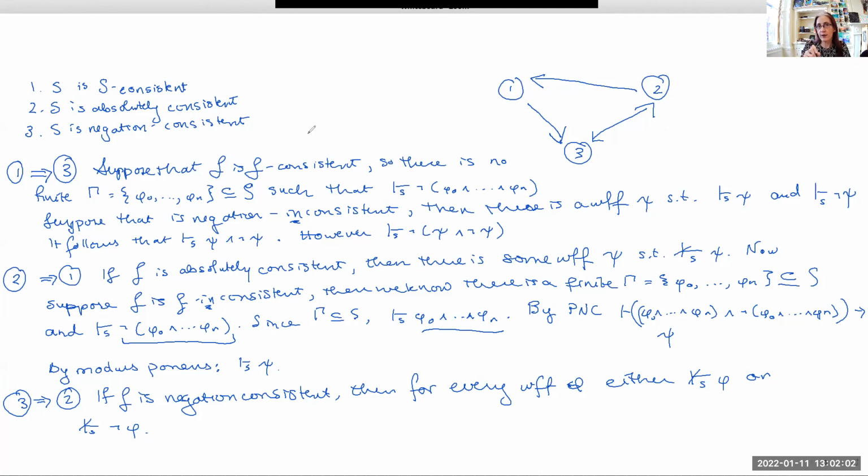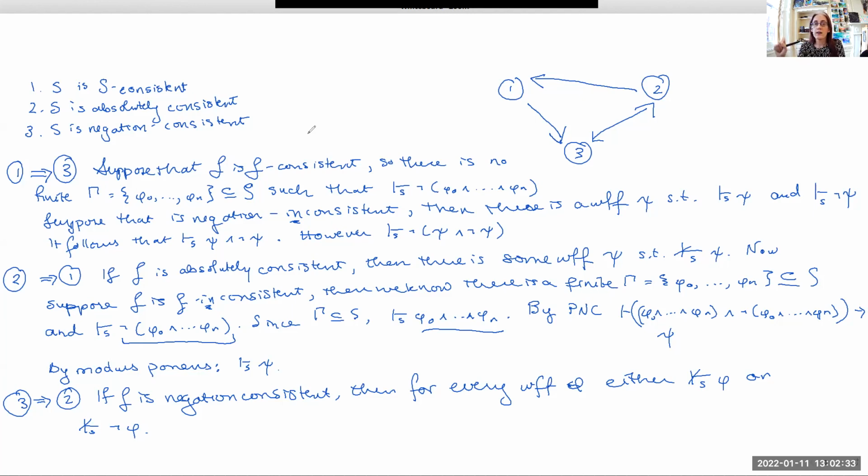Just a note about atomic consistency. Atomic consistency says that there's at least one atom that you are not able to prove. Now, atomic consistency clearly implies absolute consistency, because if you can't derive some atom, then there's at least one formula that you can't derive. Now, how about the other way around? Suppose that you have something that is absolutely consistent. That means there's at least some formula that you can't prove, but it might not be an atom.